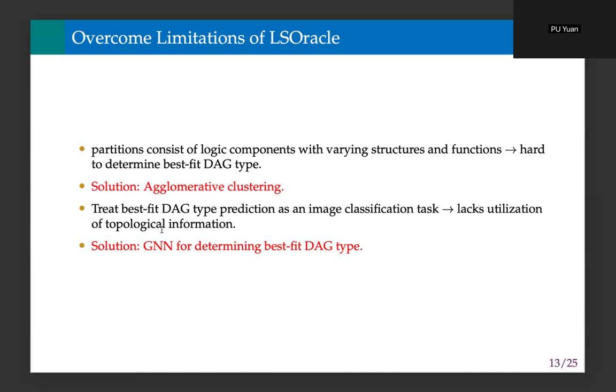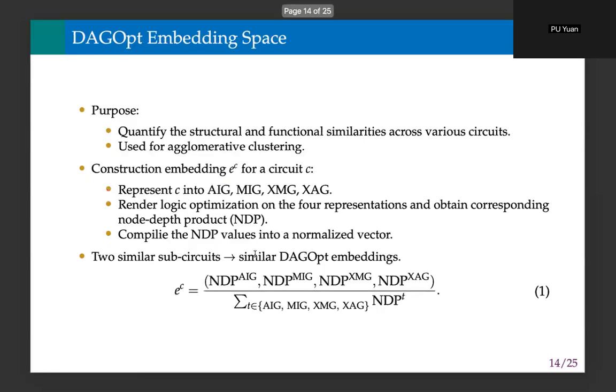And second, the drawback is that the best fit DAG type prediction is treated as an image classification task. So here we use a customized GNN for the prediction task. Okay, so for the DAG-OPT embedding space, the purpose is to quantify the structural and functional similarities across various circuits, which are used for agglomerative clustering.